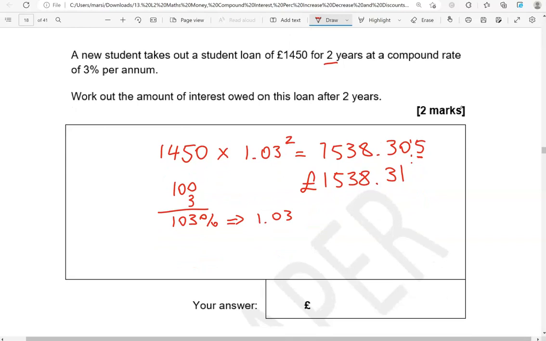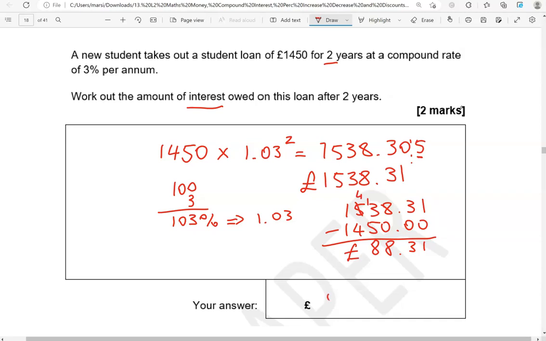The question is to work out the amount of interest only. So 1,538.31, take away 1,450. So that's 1, that's 3, that's 8, 13, take away 5 gives us 8. So that's a 4, take away 4 is 0, so £88.31.